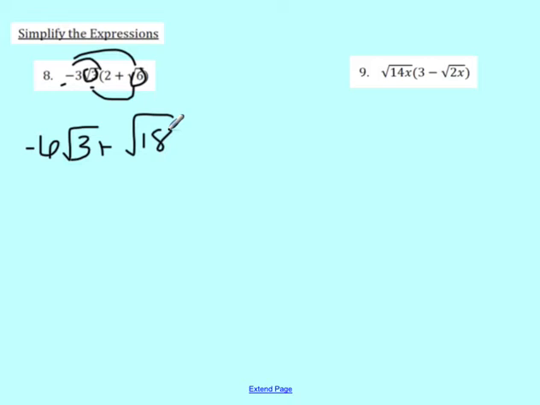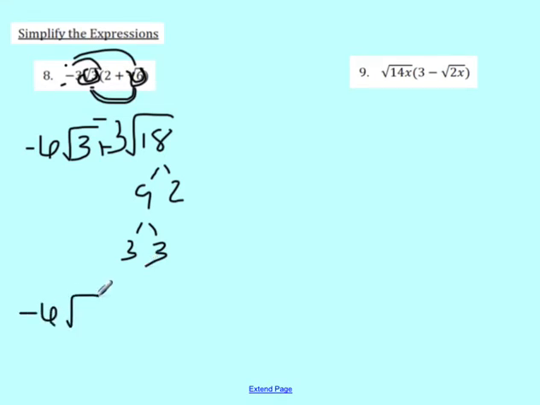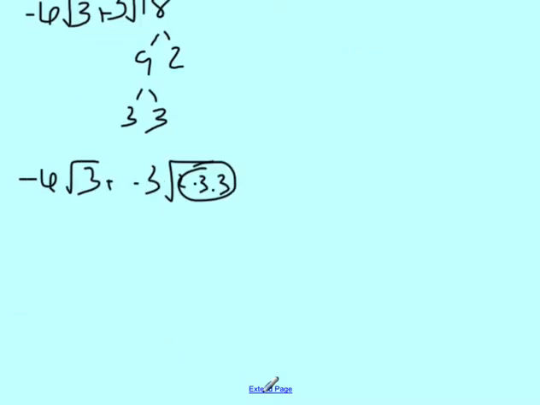So now I'm almost done. I just have to break down that square root of 18, and I forgot my negative 3 because when I multiply this 3 times this 6, I still have to have that negative 3 on the outside. So I'm going to break 18 down to 9 and 2, and 3 and 3. So I'm going to get negative 6 square root of 3 plus negative 3 times the square root of 2 times 3 times 3. So then I have a pair of 3's that I can take out.